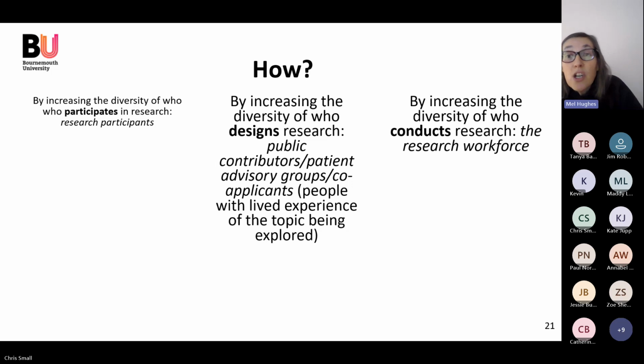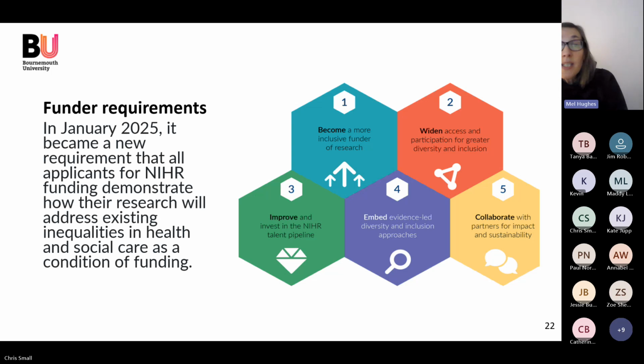And then finally, it's looking at the diversity of who conducts research. So there's quite a lot of work going on now around the research workforce and how we need to make that much more diverse. Interestingly, the big research funders in health and social care are absolutely on this. So just again, one example from NIHR is they made it a requirement from this month in all of their funding applications for people applying for research funding to show how they will address existing inequalities in health and social care as a condition of that funding.